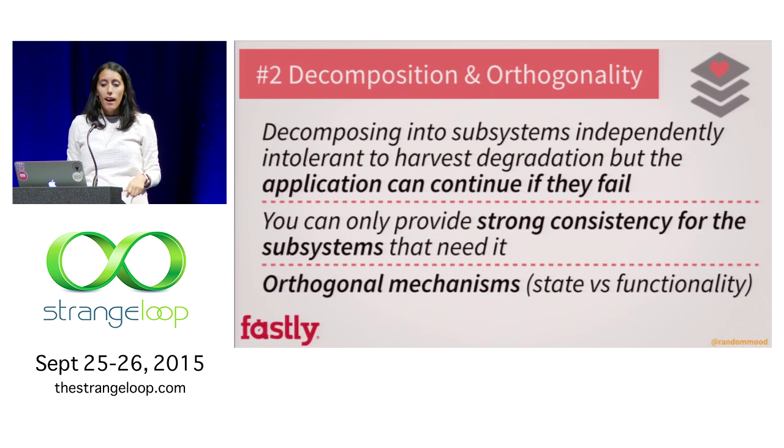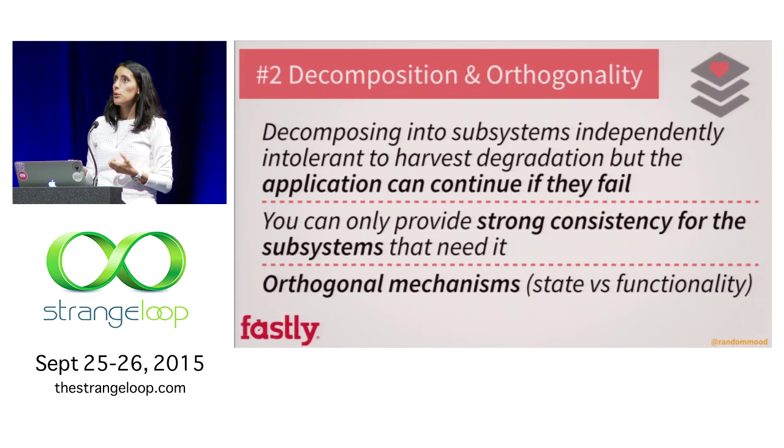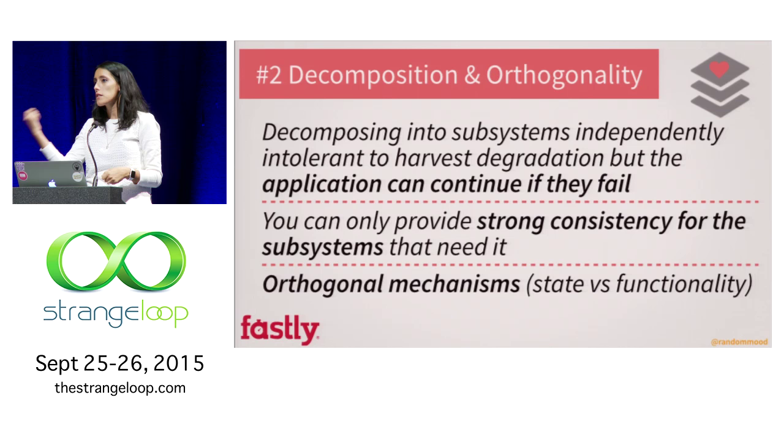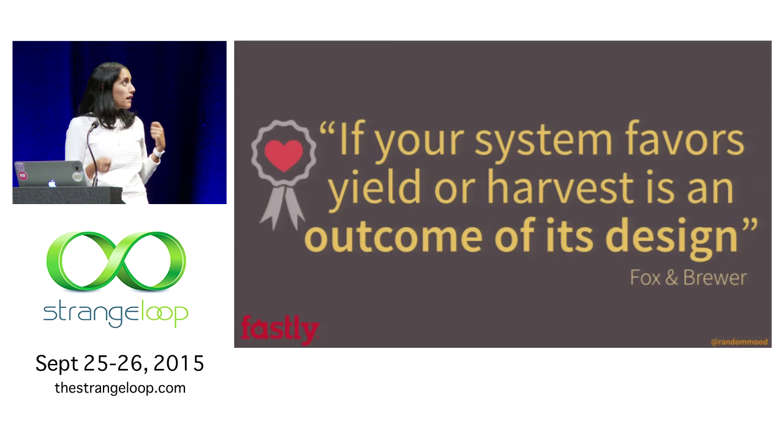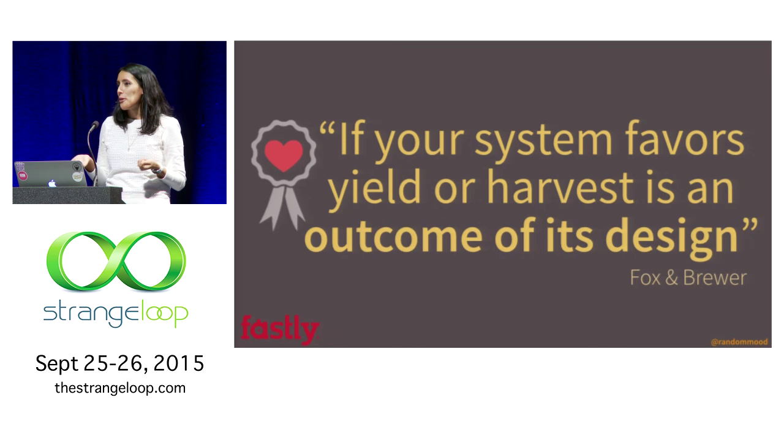And then we can leverage orthogonal mechanisms. For example, I care about security and I may leverage a library or something that does encryption and security for me, but I don't have to actually build it or codify a security thing in my application. So we have the concepts, and then we have these two strategies that the paper proposes. But the thing that made the most impact for me was that if your system favors harvest or yield, it's an outcome of the design. So in a way, this was the most useful thing for me, because they're basically the things that we actually have to pay attention to.